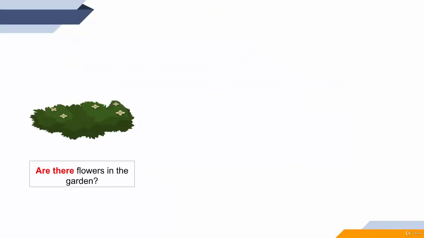The next case, plural. Are there flowers in the garden? Yes, there are. After that, are there birds in the sky? No, there aren't. The logic is the same. There are positive. To make it a question, you exchange the places of there and are. Are there birds? Are there flowers? Positive answer, yes, there are. Negative answer, no, there aren't.